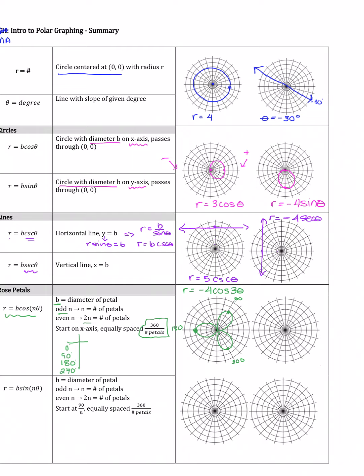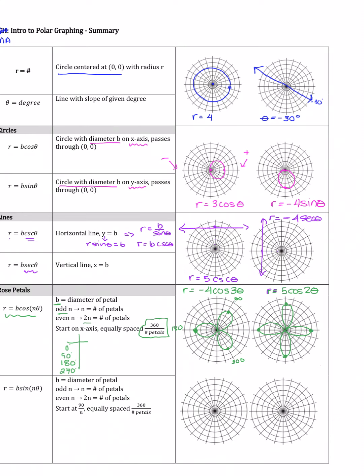Then if I gave you r equals, I guess I should stay with the same color, r equals 5 cosine 2 theta, so there's going to be 4 leaves, and they are going to be at a diameter of 5. 1, 2, 3, 4, 5. So now that it's positive, we'll start on the positive. There's going to be 4 leaves, which means they're all going to be on the quadrants. They're all going to be 90 degrees apart. So 360 divided by 4 is 90. So that would be the rose petals for cosine.